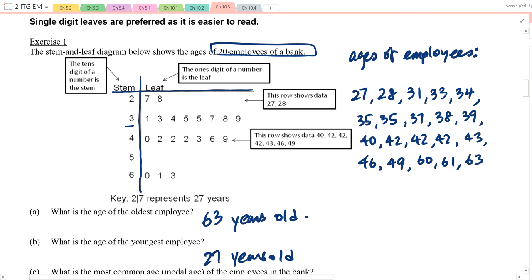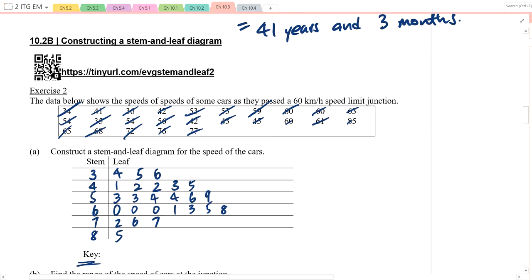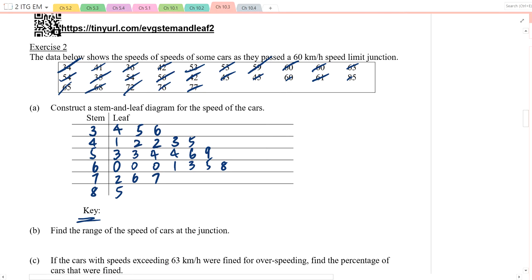2-7 represents 27 years. Did they randomly choose a 27? Actually, they did, but it just so happened that it is the first number, right? Why not standardize it? Let's just always use the first number. Don't need to think so much. What's the first number? 3-4 represents 34. What is this supposed to be? Kilometers per hour. Easy?